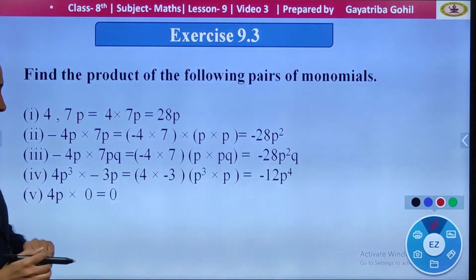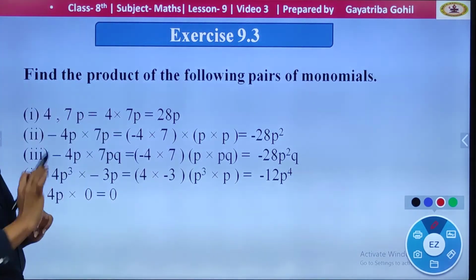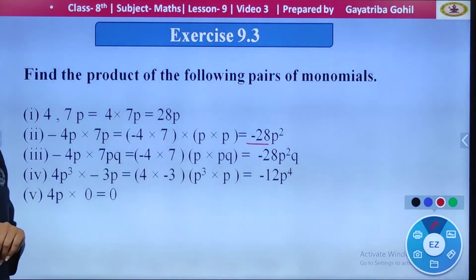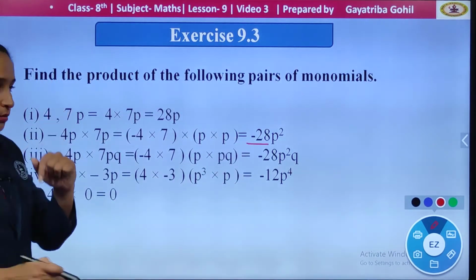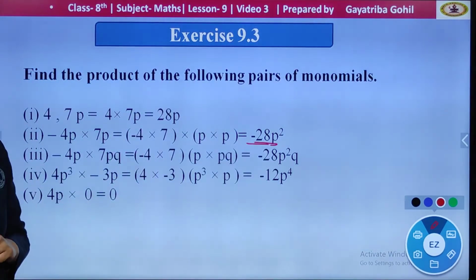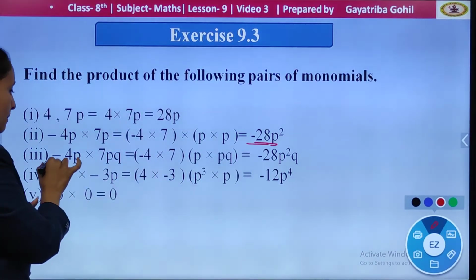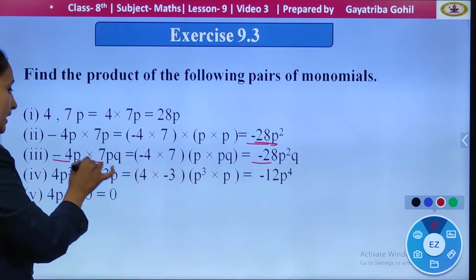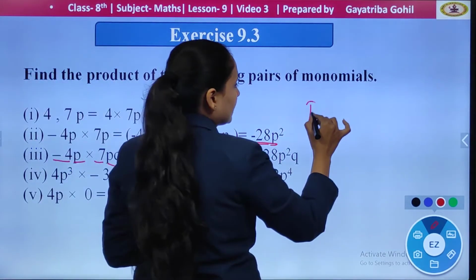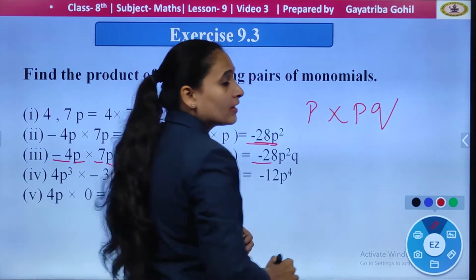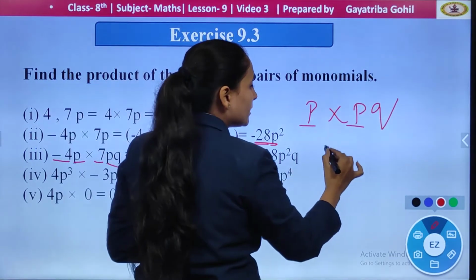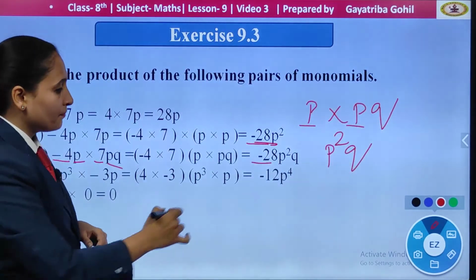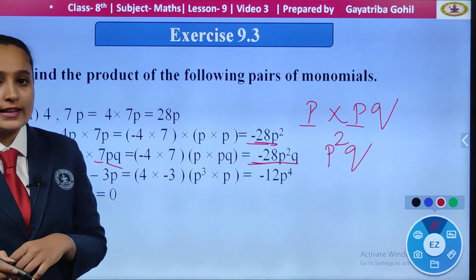Then keep the variable as it is. Minus 4p into 7p. Minus 4 into 7 will give me minus 28. p into p will give me p square. So, my answer will be minus 28p square. Minus 4 into 7, again I will get minus 28. Then p into p q. See, like I gave you this example, p into p. p is multiplied twice, 1 and 2. So, it will become p square. q is only once. So, q will remain as it is. So, it will become minus 28p square q.